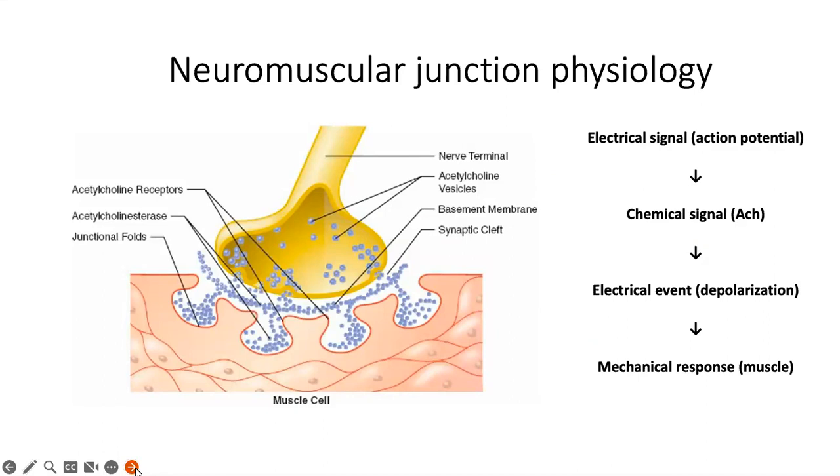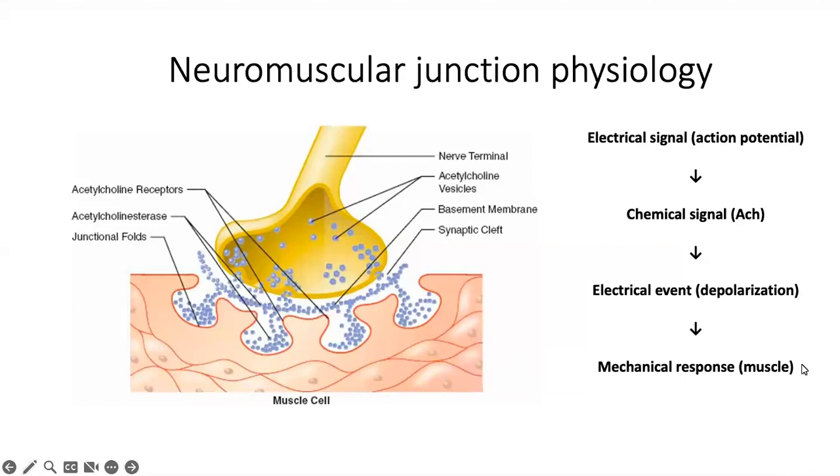So the neuromuscular junction consists of the nerve fiber and the muscle fiber. And in between that, we have what we call the synaptic cleft. So what happens is that there's an electrical signal, which is your action potential, which is converted into a chemical signal in the form of acetylcholine. This is then converted to an electrical event that results in depolarization. The depolarization then leads to a muscle response, that is muscle contraction.